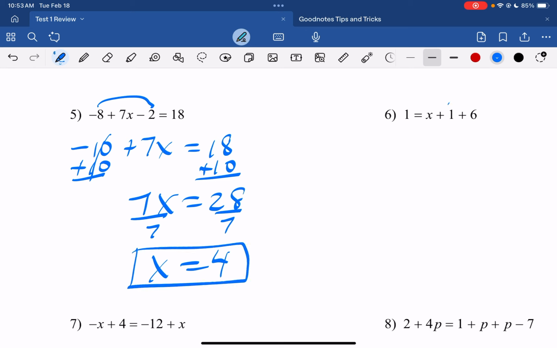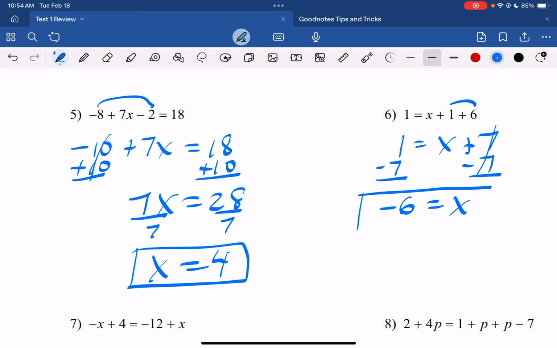Number 6, just make sure you add together the 1 and the 6. So 1 is x plus 7. And one-step equation, just subtract by 7. Negative 6 equals x. So pretty easy so far, right? We've done half the problems, but now it gets a little more complicated.